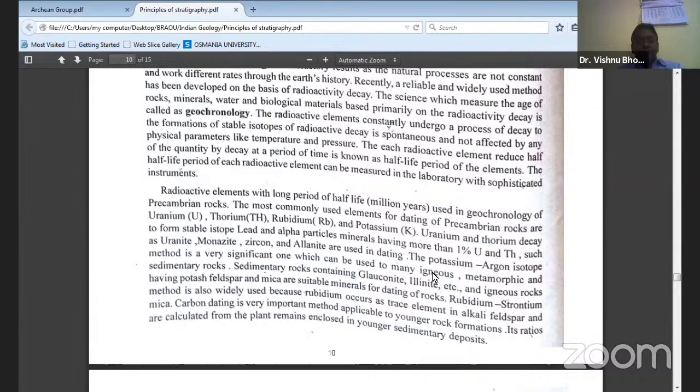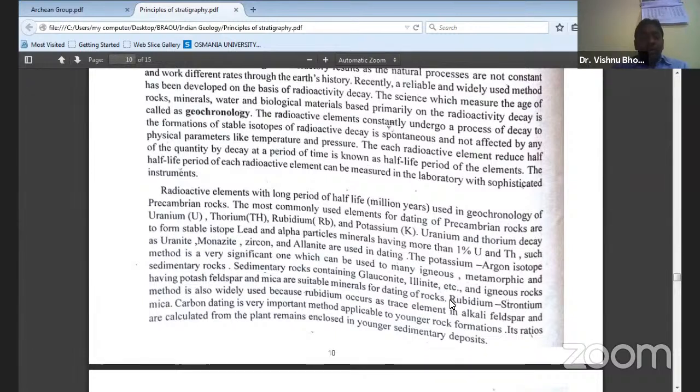And sometimes we can use the potassium argon isotopes also. It is a very important method, particularly for identification of rocks like igneous, metamorphic, and sedimentary. Sedimentary rocks consist of glauconite, illite, etc. And igneous rocks have a main composition of potassium feldspars and mica, which are suitable for dating of the rock using these potassium argon isotopes.